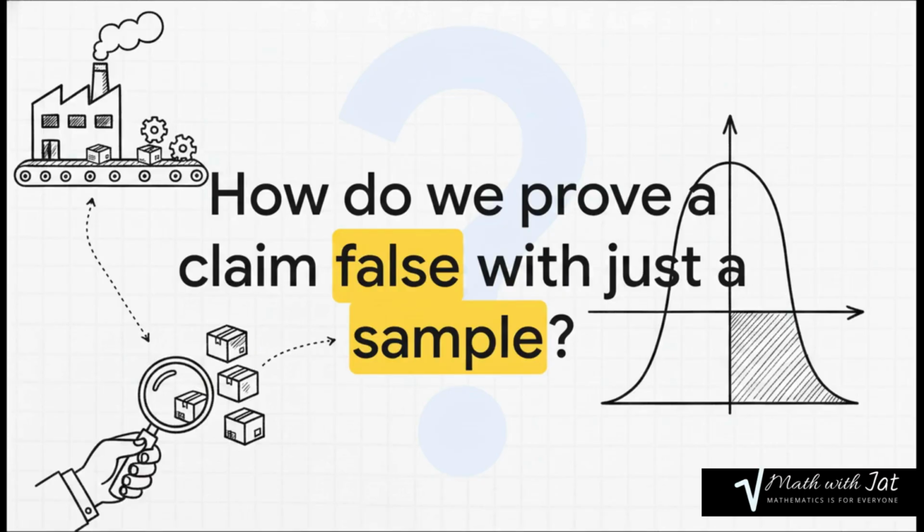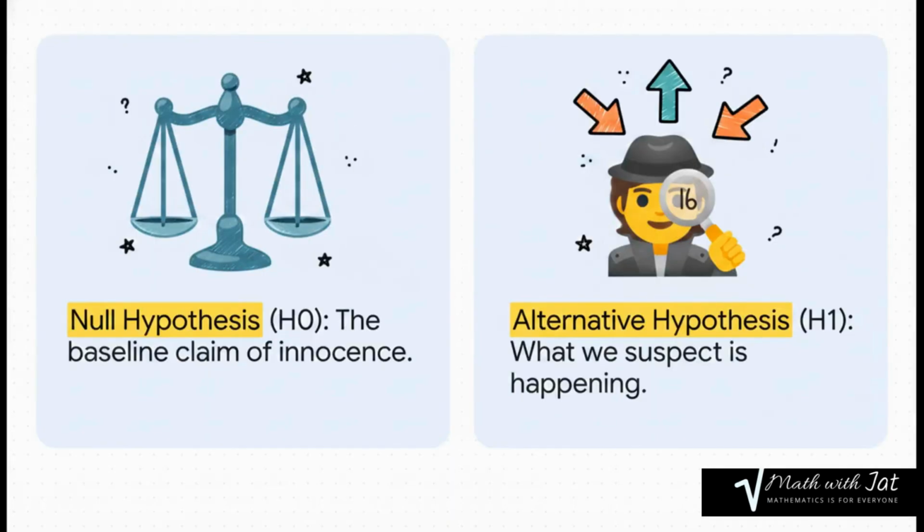I mean, we can't test every single product a factory makes. That would literally destroy all their inventory. Instead, we rely on a beautifully objective system called hypothesis testing. To pull this off, we basically set up two competing theories.